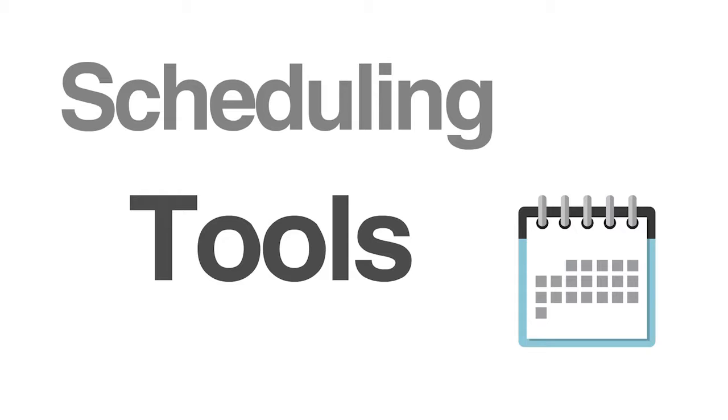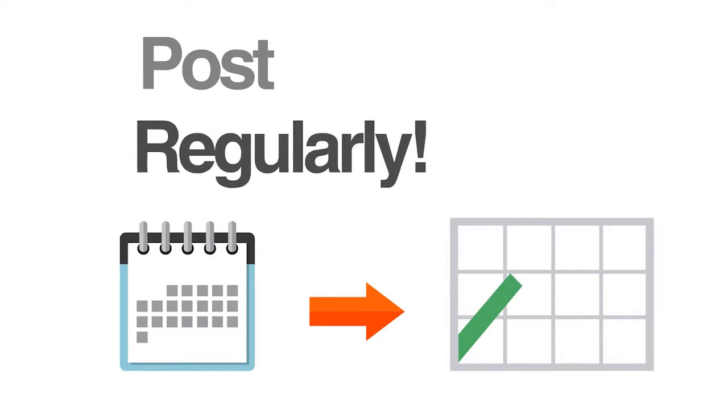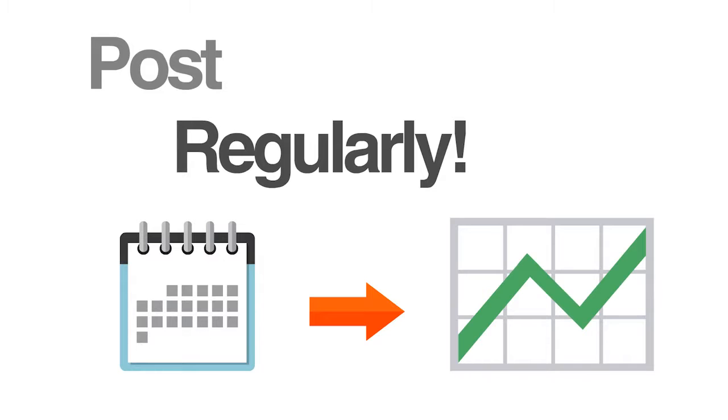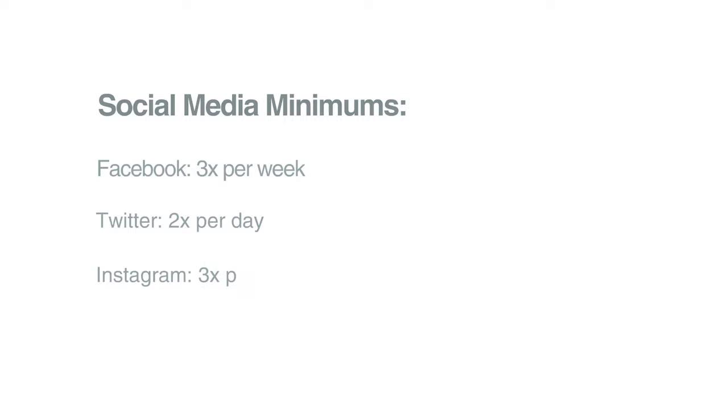Since social media isn't your only job, it's easy to forget about it. The problem is that you need to post to your social media feeds regularly in order to get traction on any of the platforms. At the very minimum, we suggest posting to Facebook 3 times each week, to Twitter twice a day, to Instagram 3 times a week.